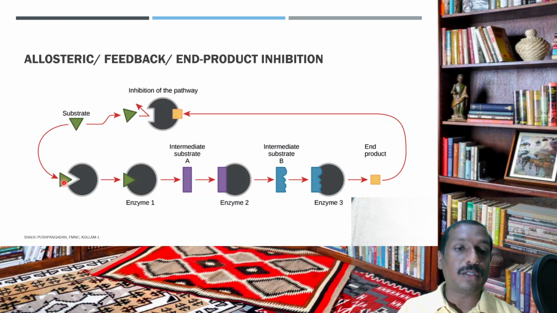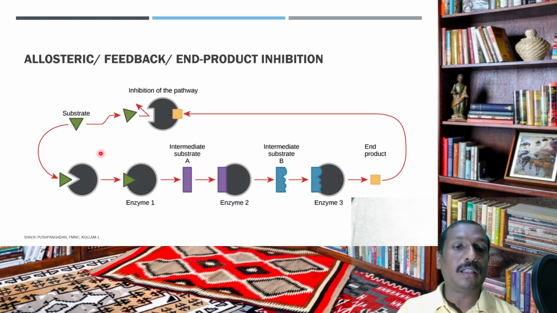It will change. So this is the normal active site. This is the normal active site of the first enzyme. But when the end product binds with the allosteric site of this first enzyme, it will change the active site in this way. Okay. So if the active site is changed in this way, then in the second series, this substrate cannot bind here according to the Lock-and-Key theory.